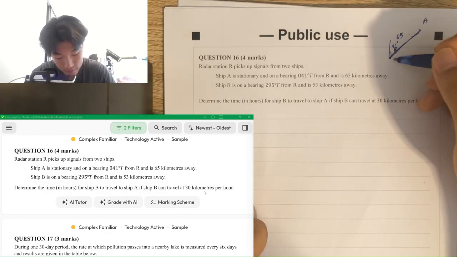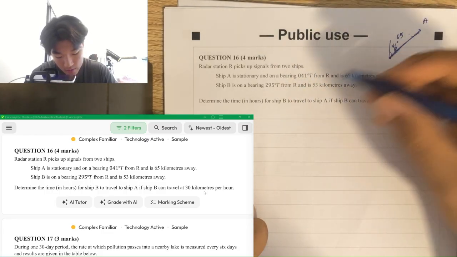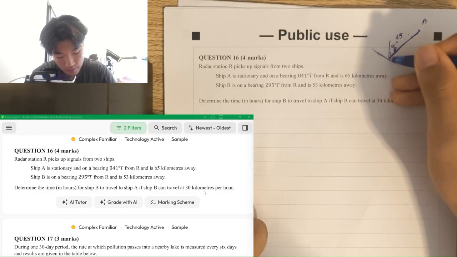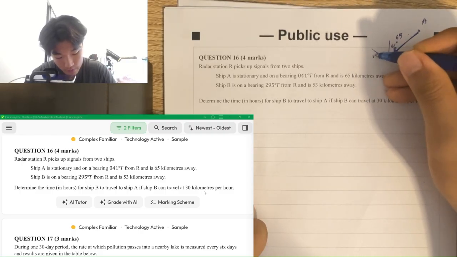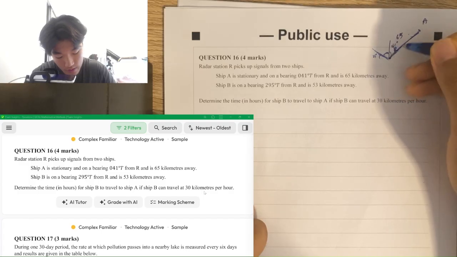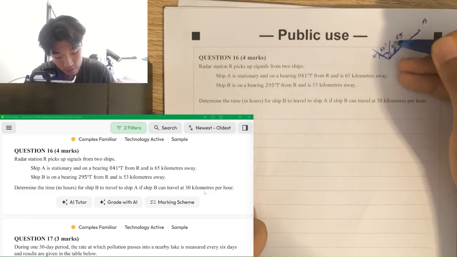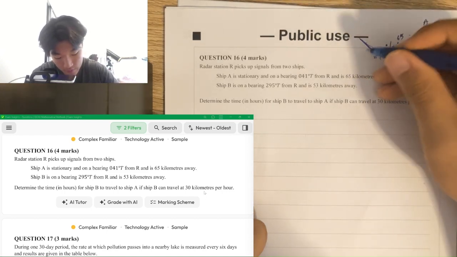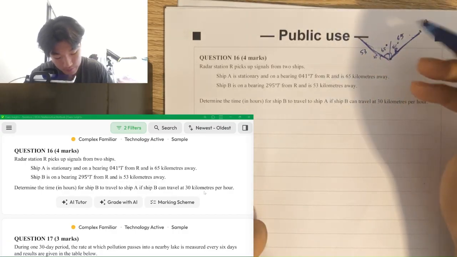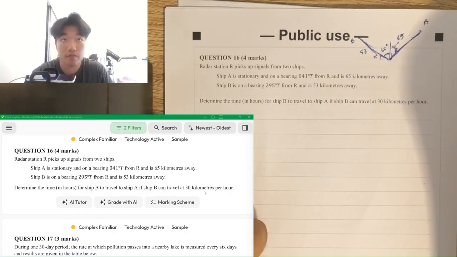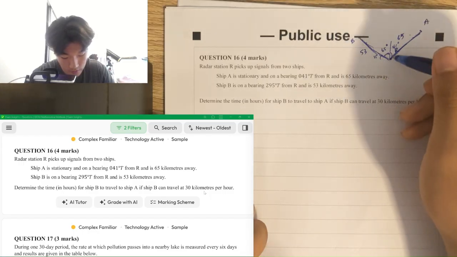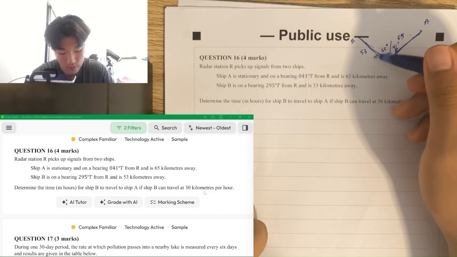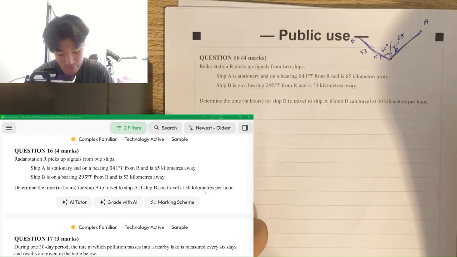So it's from R. It's measured. Ship A is on a bearing of 295. So this is 25 degrees. This must then be 65 degrees. And it's 53 kilometers away from R. And that's B. Since this, it goes 90, 180, 270, and then we add 25. So that's where that comes from.